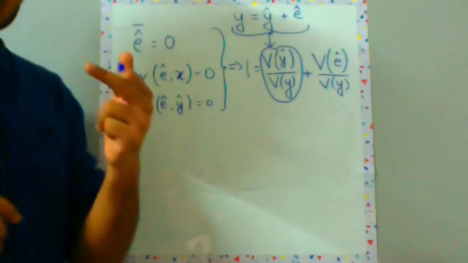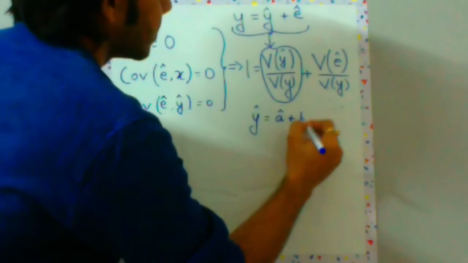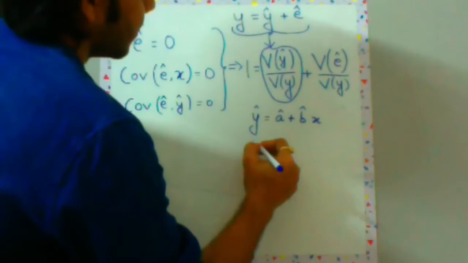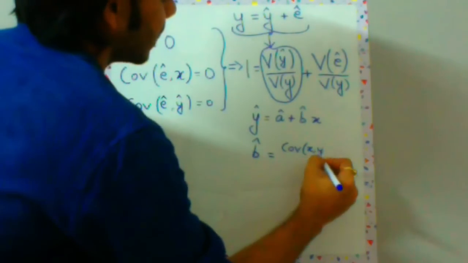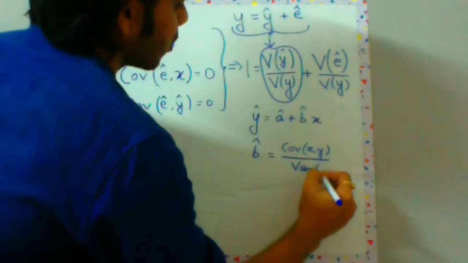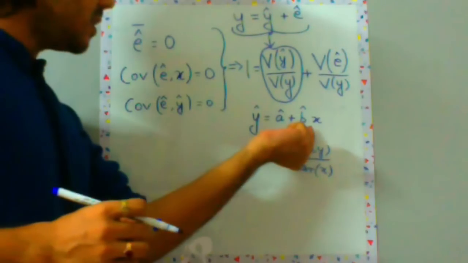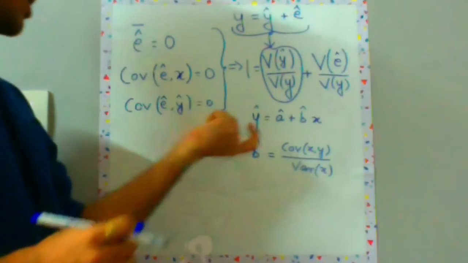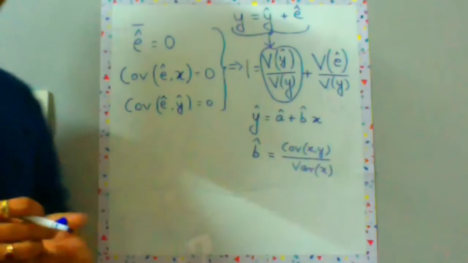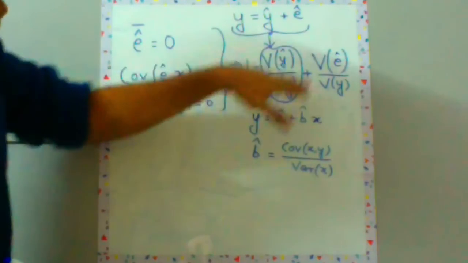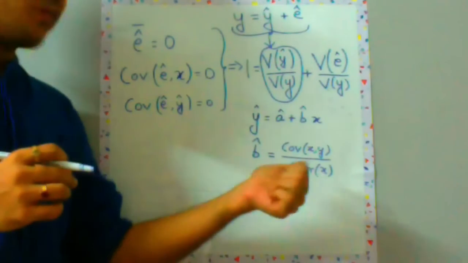If you can recollect, Y hat is equal to A hat plus B hat X, and B hat is equal to covariance of XY upon variance of X. So if we know B hat, we can plug this thing here and we will get an expression of Y hat in terms of this and A hat and X. Let's find out this guy over here, the proportion of variation explained by the model in terms of covariance and variances.